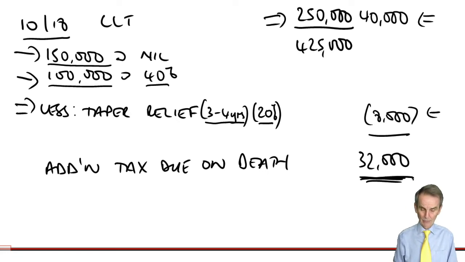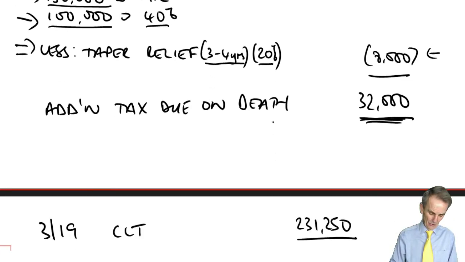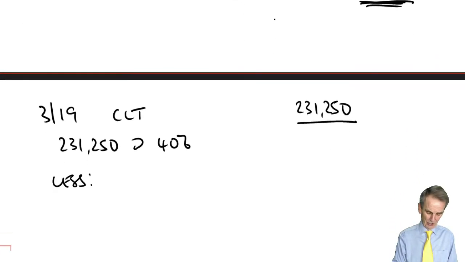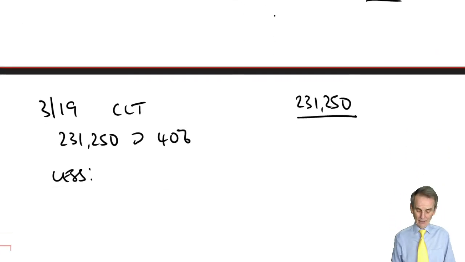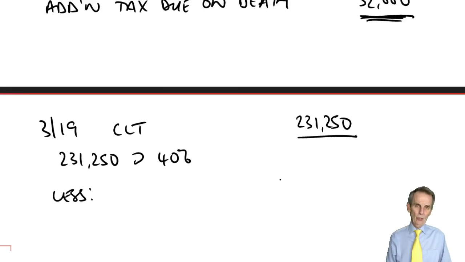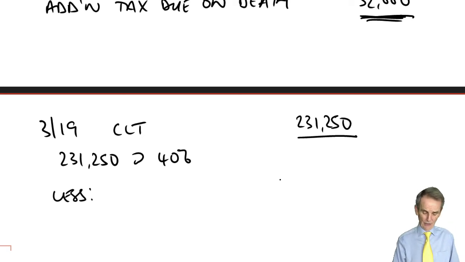it's £32,000. But then there was the March 19 CLT that followed on, and that, remember, although we were told in the question it was 200,000, we want the gross chargeable transfer.